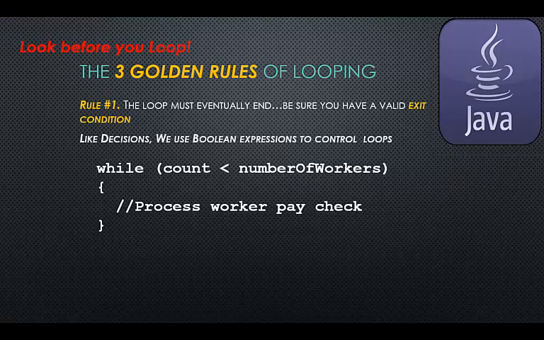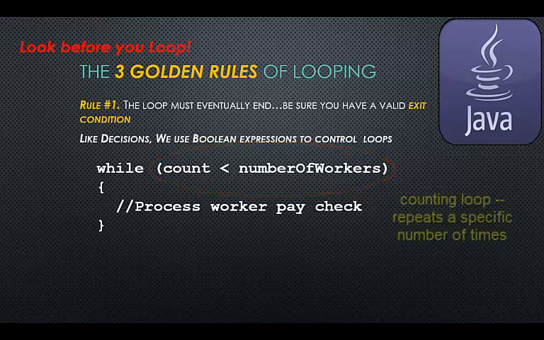Here is an example of a valid exit condition for a loop. While the count is less than the number of workers, we're going to process worker paychecks. Once the count is equal to the number of workers, then we stop and we do not continue to process worker paychecks. This loop has a valid exit condition. We know that there's a limited number of times that we will be executing the body of the loop.